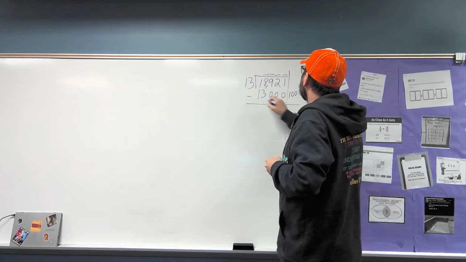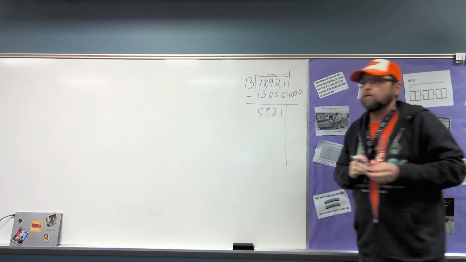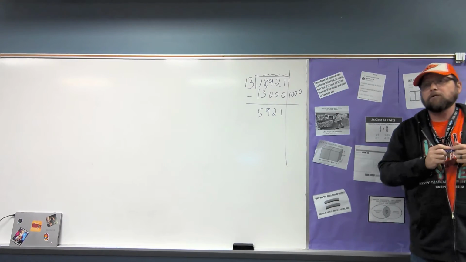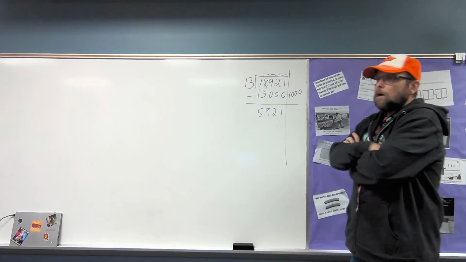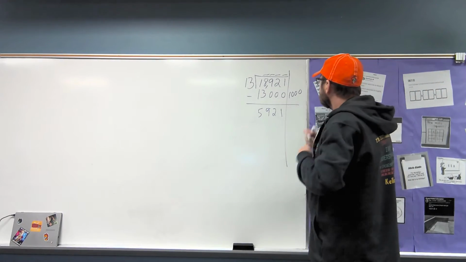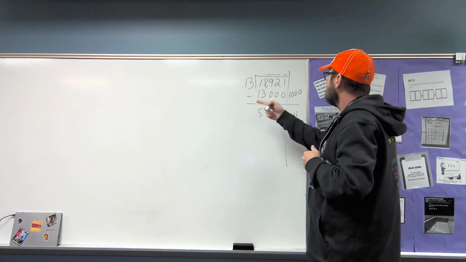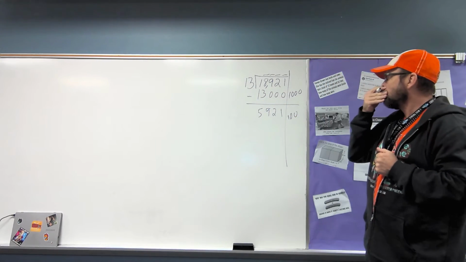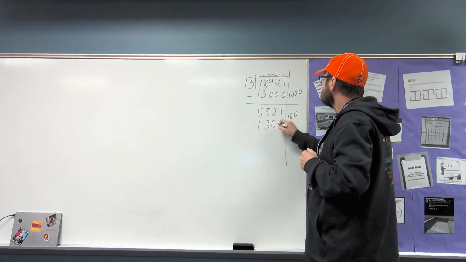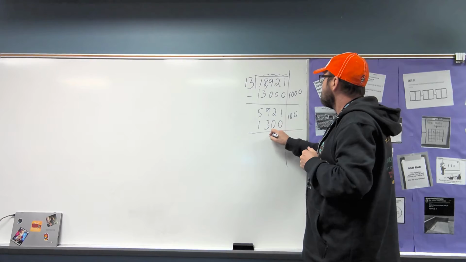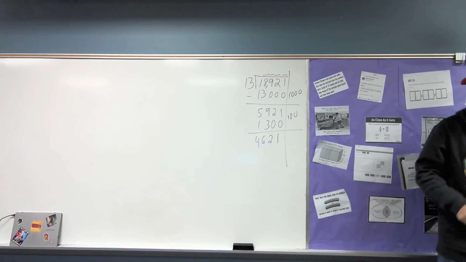Now we subtract. We got 1, 2, 9. So now we got 5,921. As long as I'm doing my math correctly, hopefully you're checking me. Now we can do 100. So what's 13 times 100? 1,300. 1,300. 1, 2, 6, 4. So as long as I'm doing my math correctly.